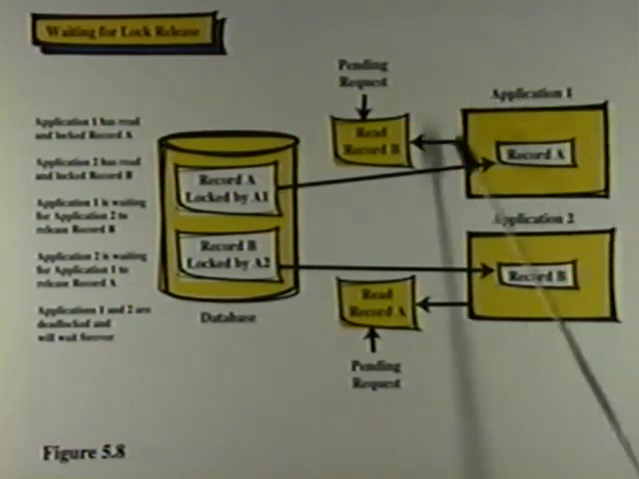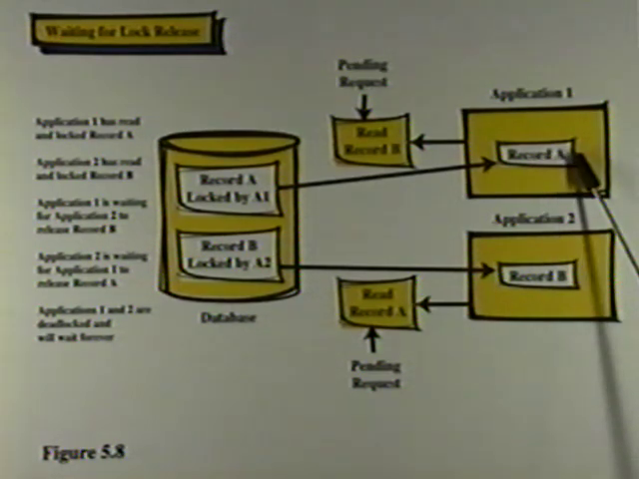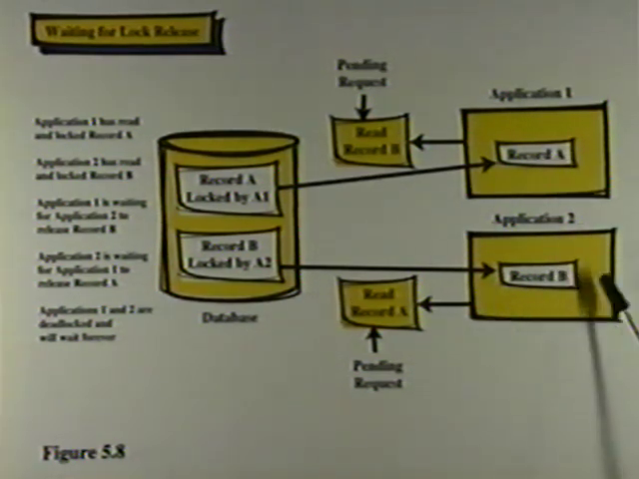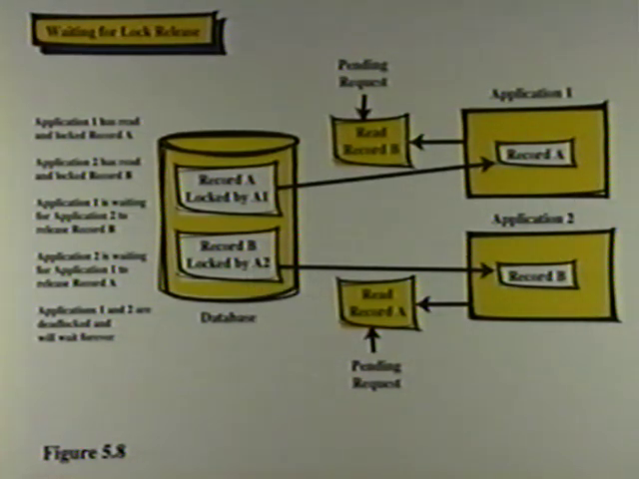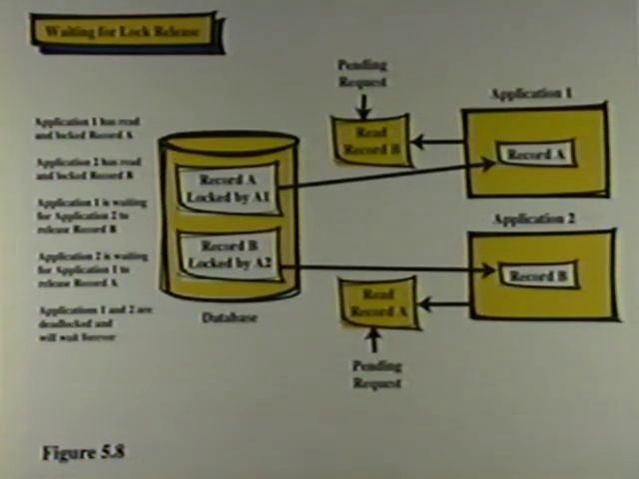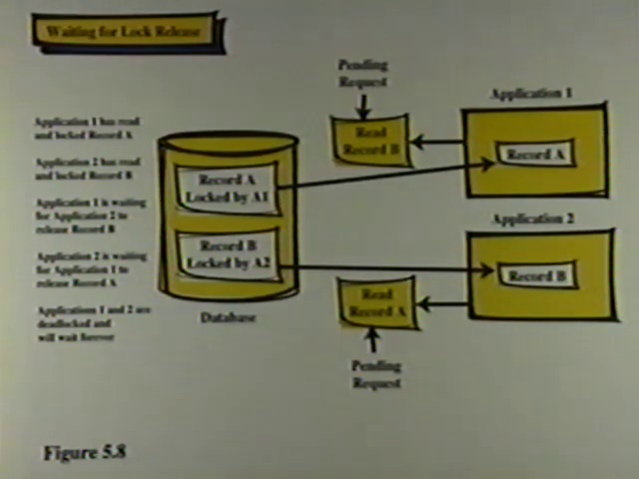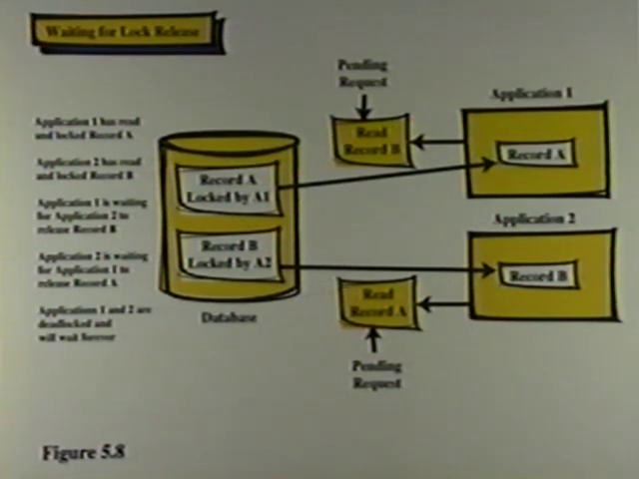So both of these become pending requests because both of those records are locked. Unless application 1 releases record A or application 2 releases record B, these two applications will be in what's called deadlock, and they can stay there indefinitely unless the database management system or the operating system realizes that deadlock has occurred and can avoid or rectify that situation.